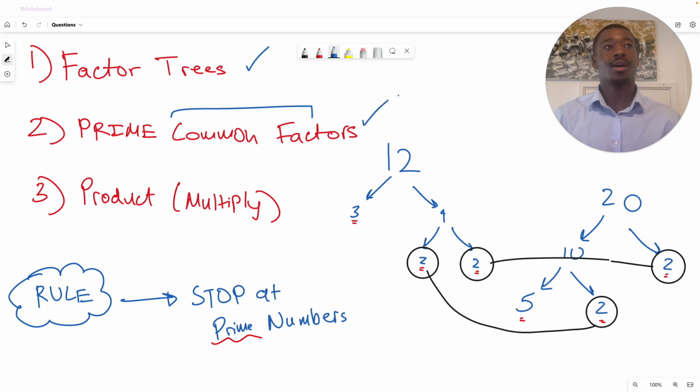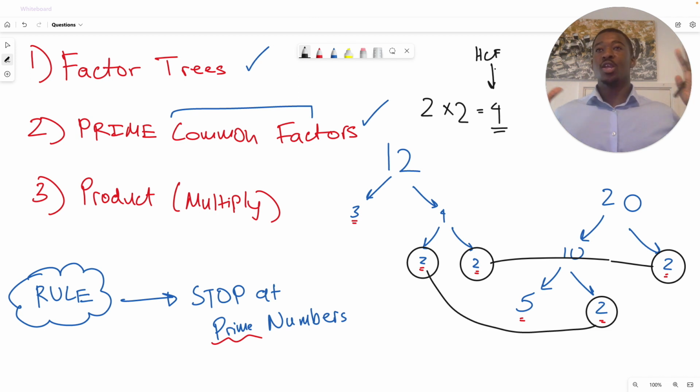So finally, our last step is to find the product of those prime common factors. And again, don't let product scare you. Product is just a fancy word for multiply. So if we're finding the product of 2 numbers, we're finding the result when we multiply those 2 numbers together. So here we have 2 and 2, so we do 2 times 2. We multiply 2 and 2 together, giving us 4. And just like that, we've worked out the HCF of 12 and 20. It's going to be 4.